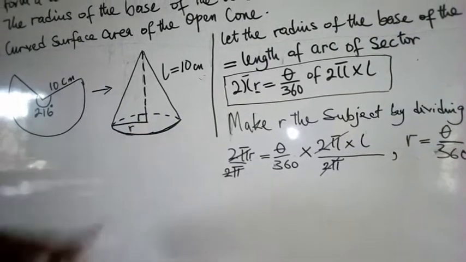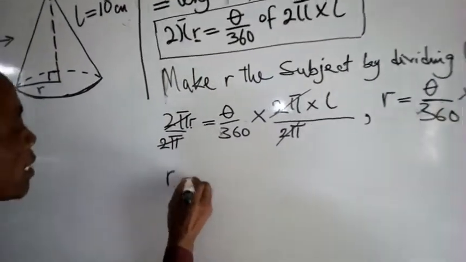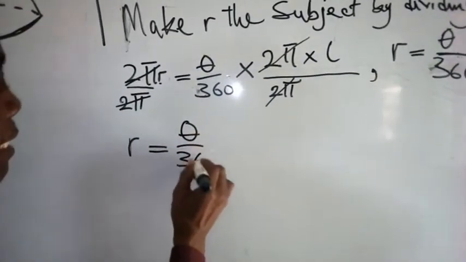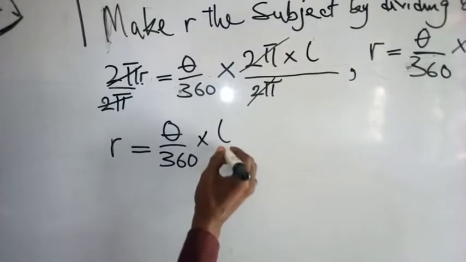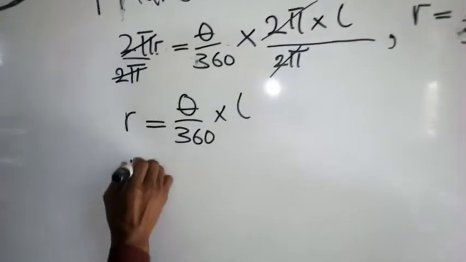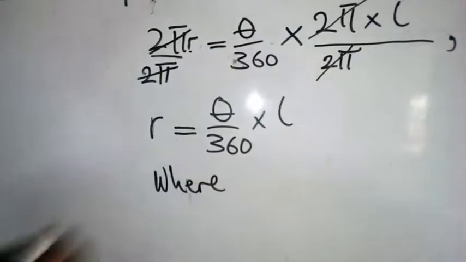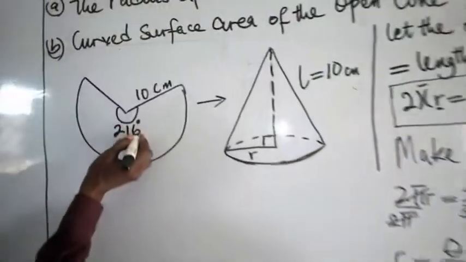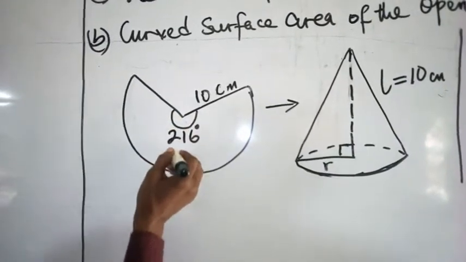We have to find the radius now. The radius is now given to be, so now you have found that radius in this case is going to be theta all over 360 times slant height. Now, look at the board, I'm not going to rush you. Where theta in this question, in the question, theta is this one. That's the angle of the sector is the theta now.